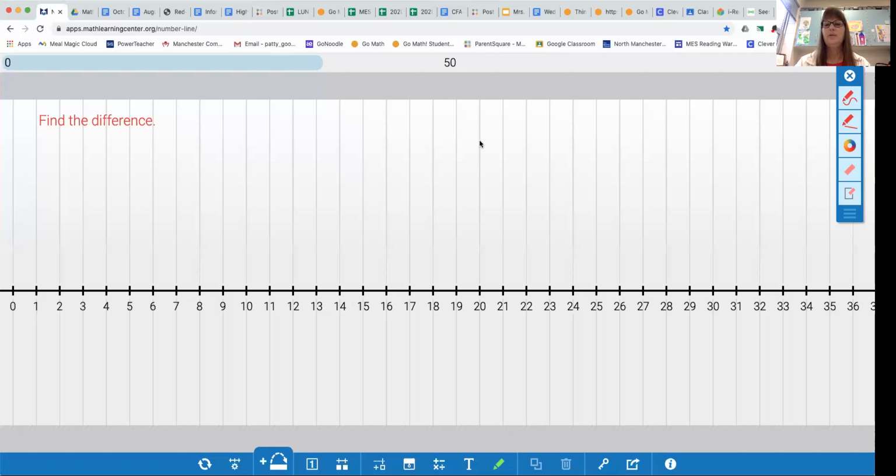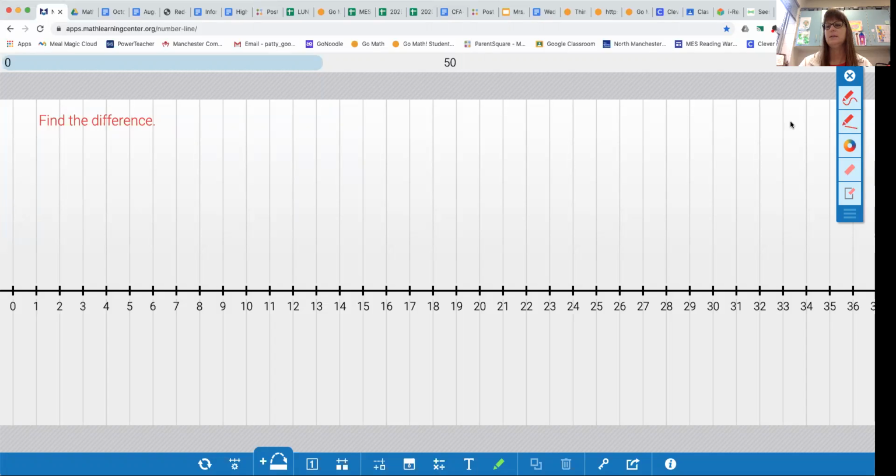This week, we are focusing on subtraction. We're going to be finding two different ways to find the difference. The difference is the answer to a subtraction problem. So as we look at subtraction problems, we're going to talk about counting up and counting back.